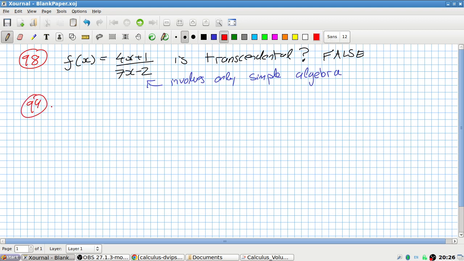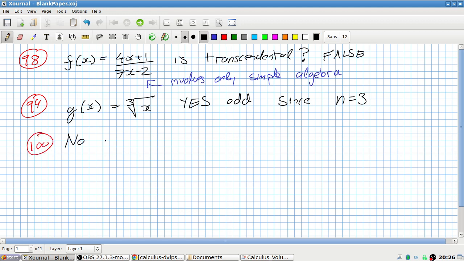99. Is that an odd root function? It is. G of x equals the third root of x. So yes, 3 is odd, and it's an odd function since n is 3, like the nth root. Straightforward.